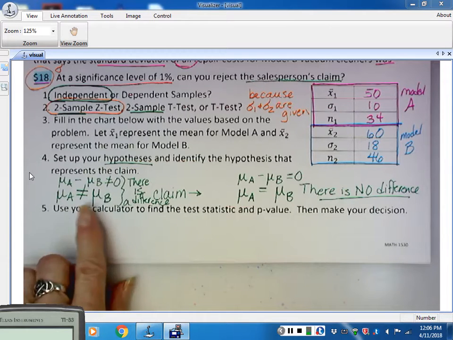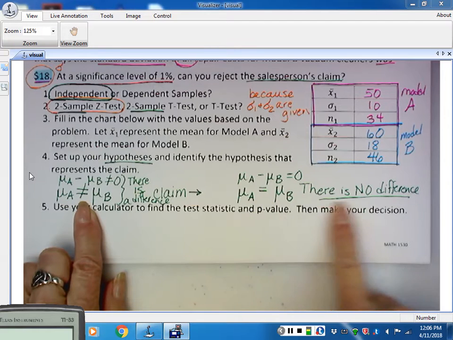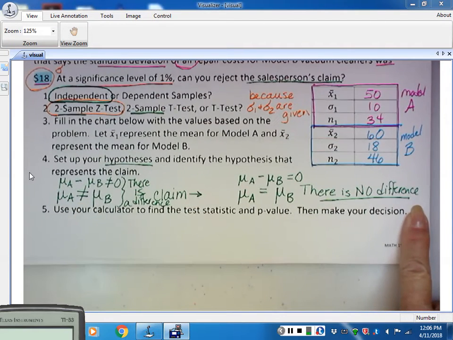So given that we have these two, regardless of who's the claim, because we never care who's the claim when we're setting this up, which one of these is H0 and which one is H1? What does H0 have to say? Equals. There is no difference. So here's our H0.